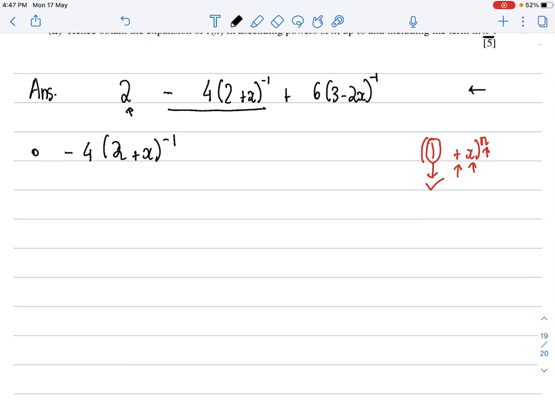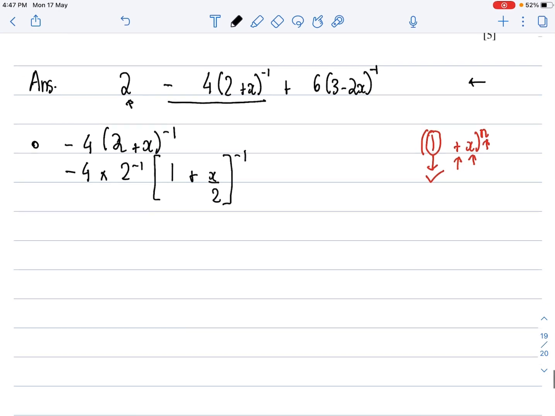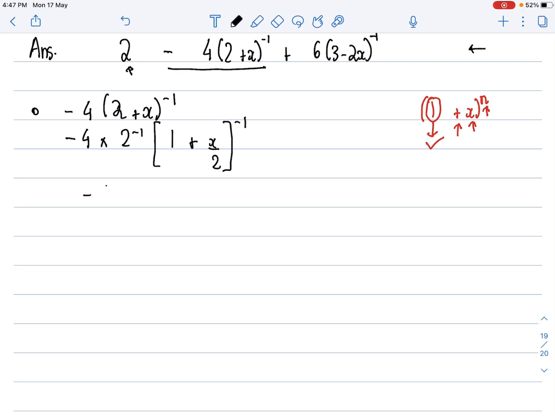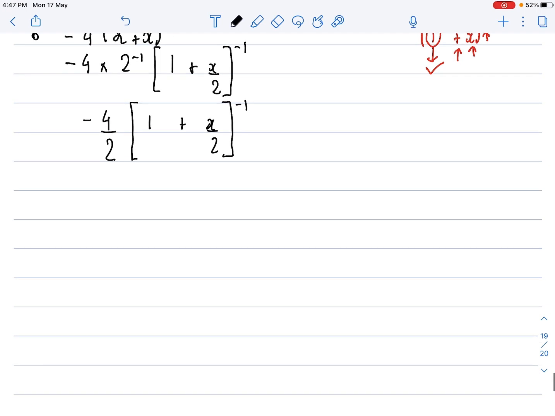So I take 2 outside, so I can write this as minus 4 into 2 raised to minus 1, and then I can write this as 1 plus x over 2 raised to minus 1. Correct? If I take 2 outside, now I can write this as minus 4 over 2 with 1 plus x over 2 raised to minus 1. So see, here my n is minus 1, my x is 1 over 2 x. Correct? So I can write this as minus 2.